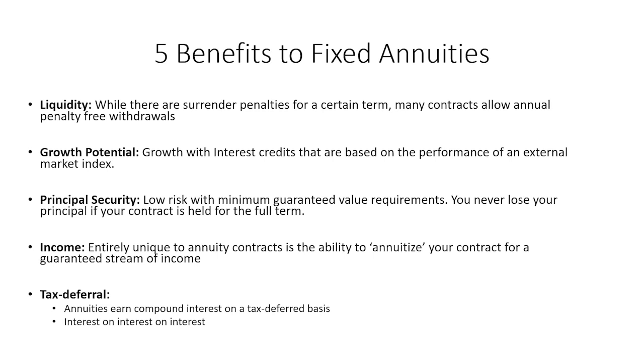Of course, income. Income is one of the big benefits to fixed annuities. Folks, this is entirely unique to annuity contracts, that ability to annuitize your contract for a guaranteed stream of income. An annuity is the only product available where you can annuitize it based on your life expectancy. It's a huge, huge feature with annuities.